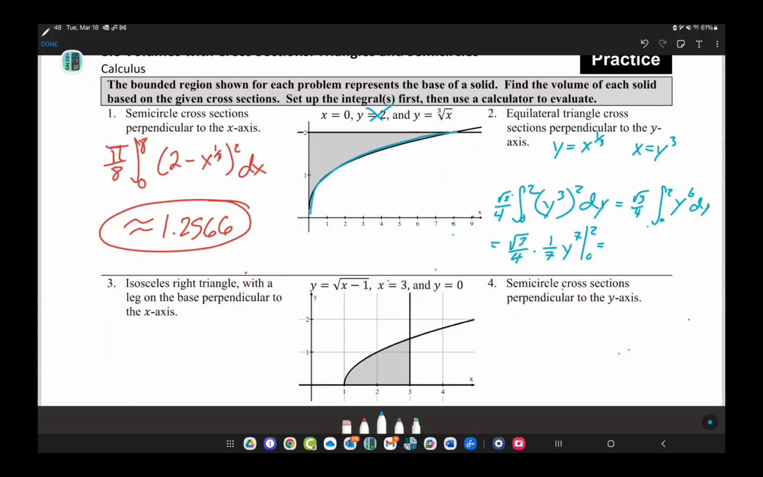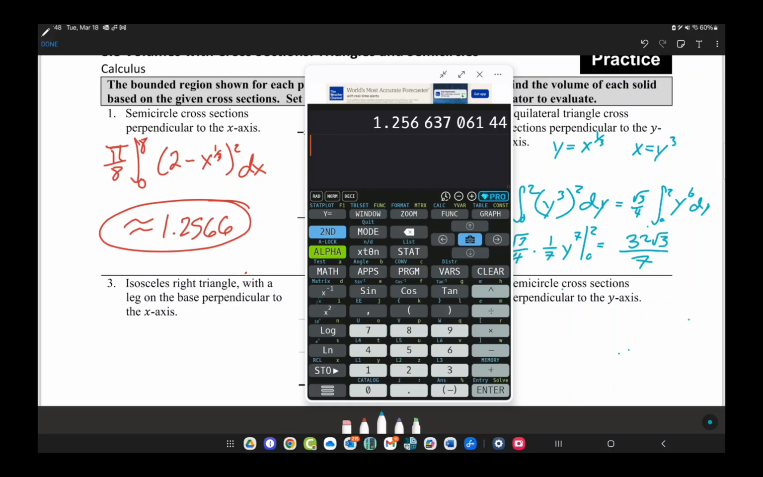So anyway, it is 128 over 7. Now you're actually going to reduce this by 4. So you end up with 32 root 3 over 7. Now, if you put that in your calculator, what'd you get? Not 32 root 3 over 7. If you put the actual integration.